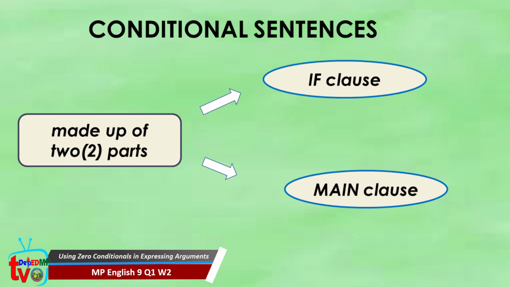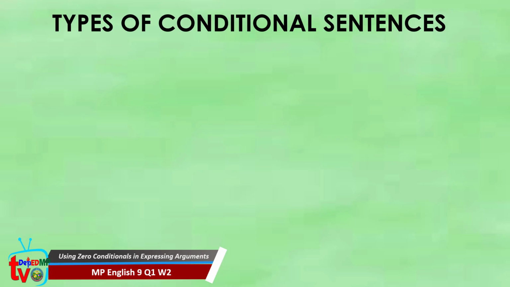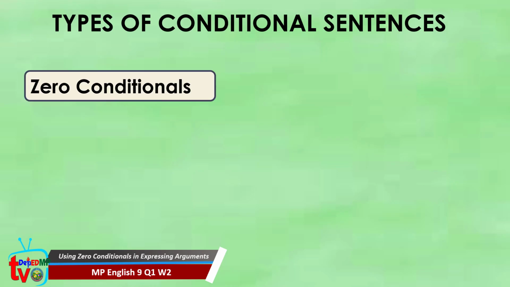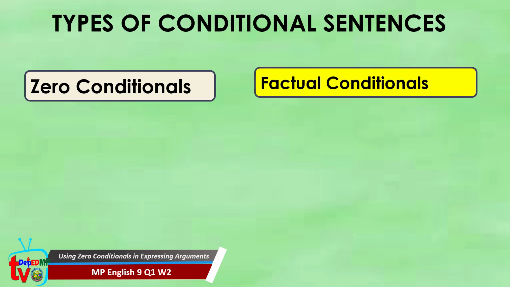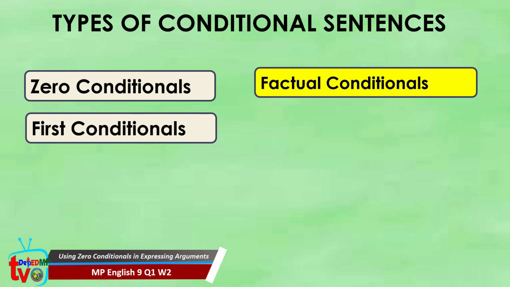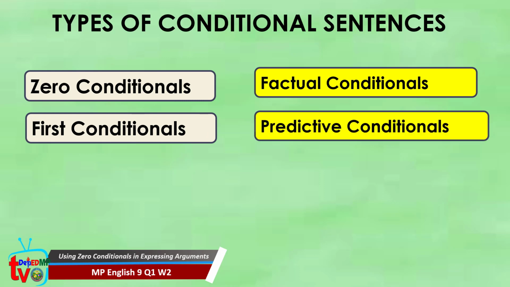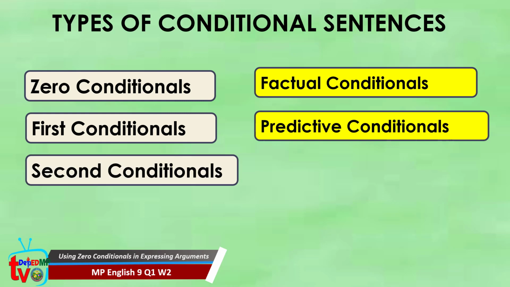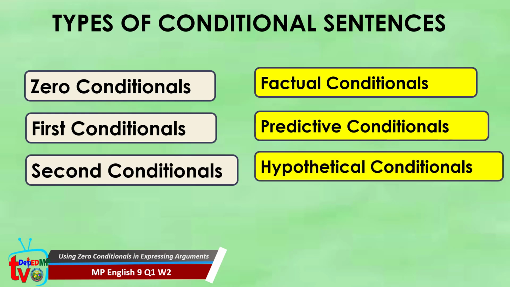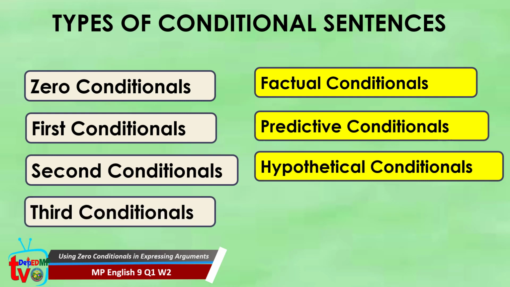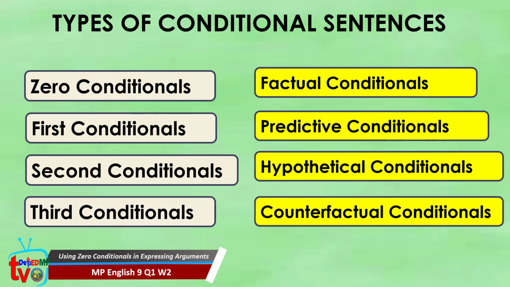To end the short background information about conditional sentences, let's take a look at the types. The first one is the zero conditionals, or otherwise known as factual conditionals. The second one is first conditionals, or predictive conditionals. The third one, second conditionals, or hypothetical conditionals. And the last type, the third conditionals, or counterfactual conditionals.